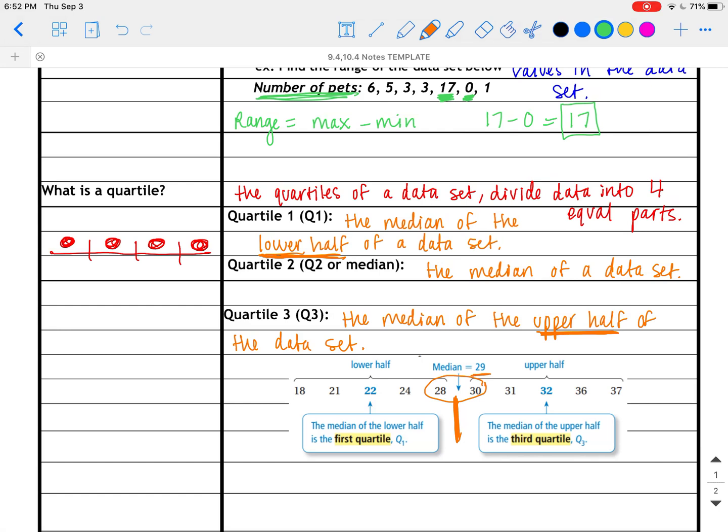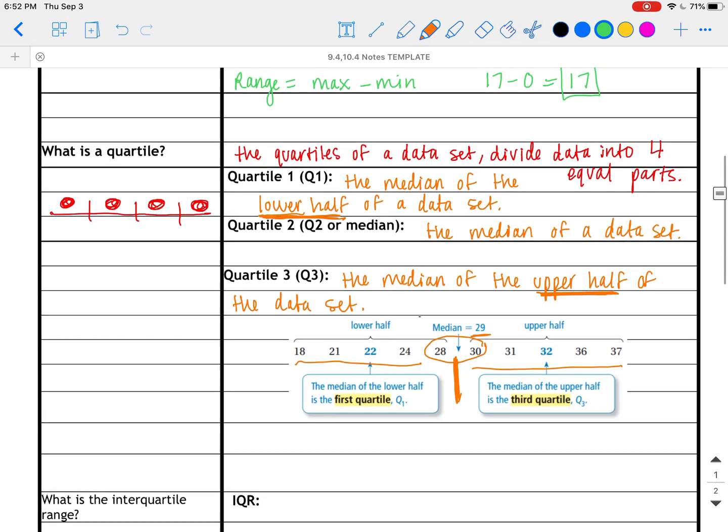Once they split that data in half, they would have to find the median of this part of the data, the lower half, and the median of this part of the data, the upper half. Since there were 5 values in each of those sets, they would just identify the center value, since that's an odd number in that set. In this case, for the lower half, it was 22, and the upper half, it was 32.